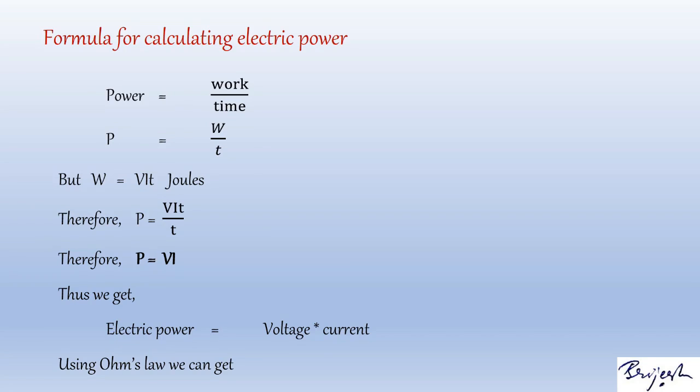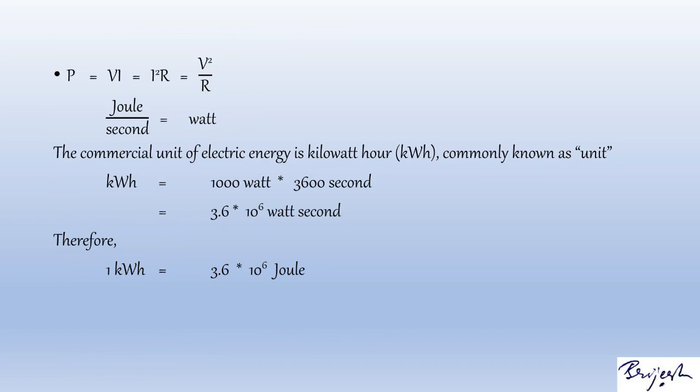So using Ohm's law, we can get P equals VI, that is equal to I square R, that is equal to V square by R. So P equals V into I, which is equal to I square R, which is equal to V square upon R. So joule per second is watt, as we know.